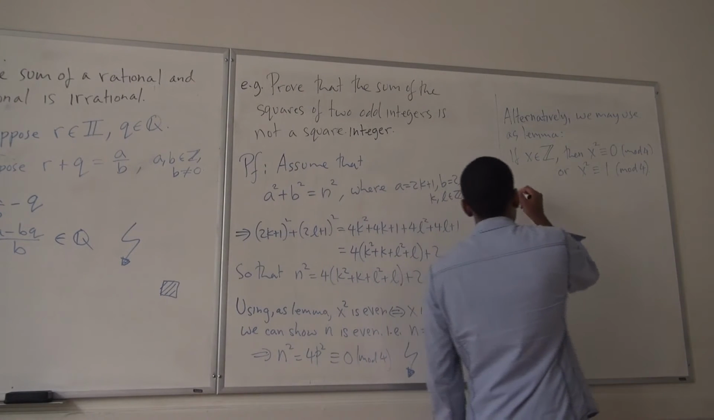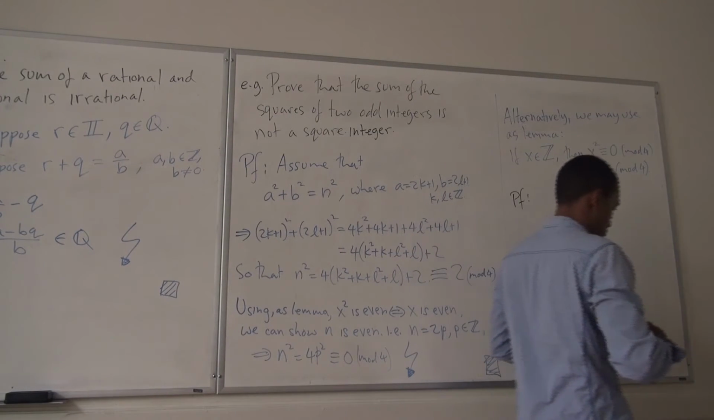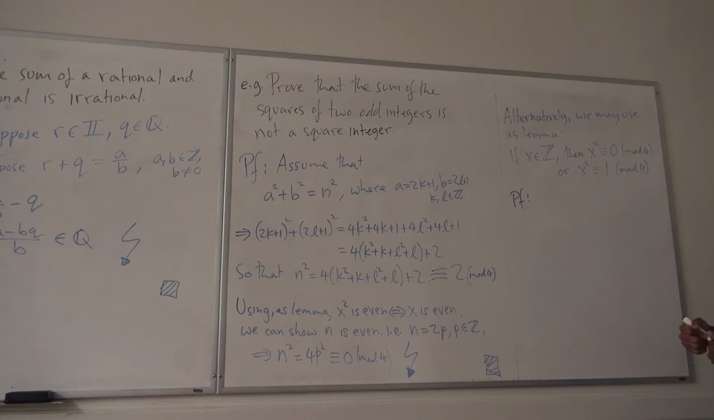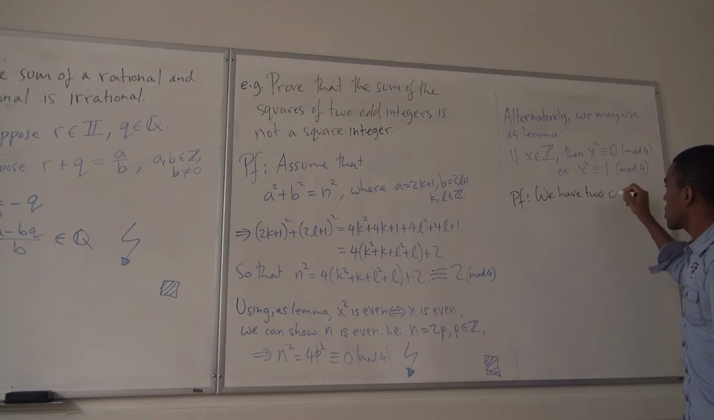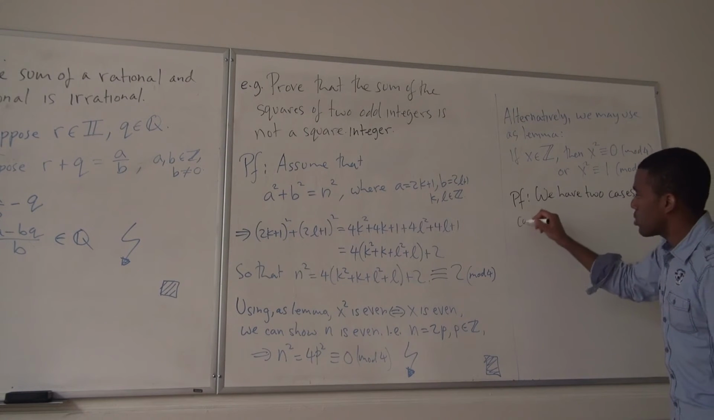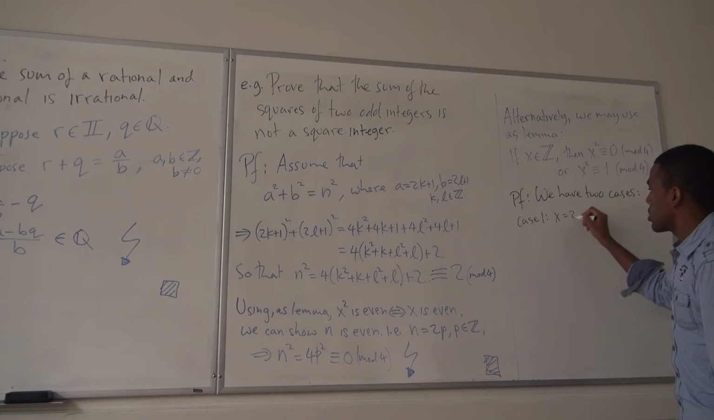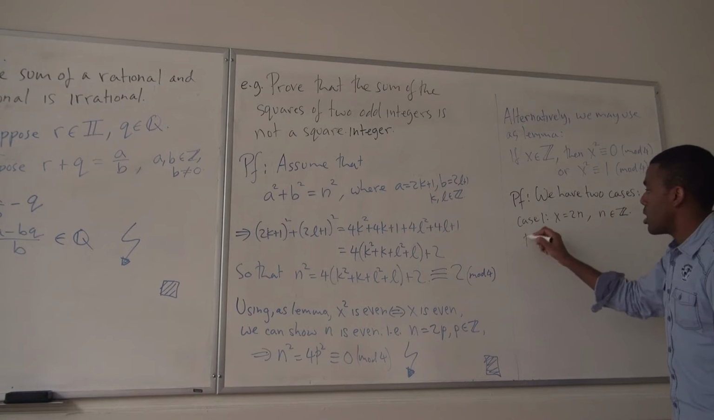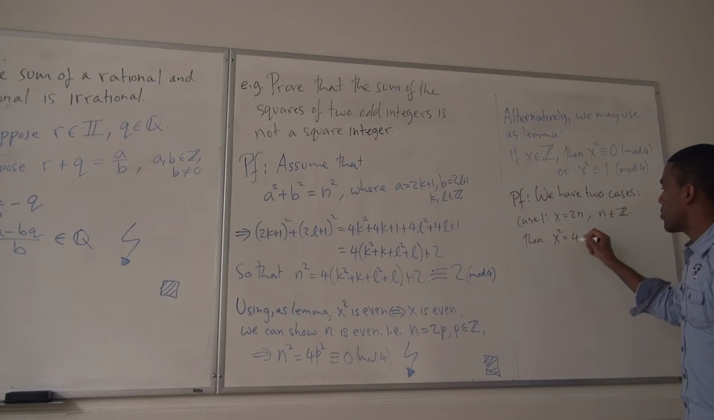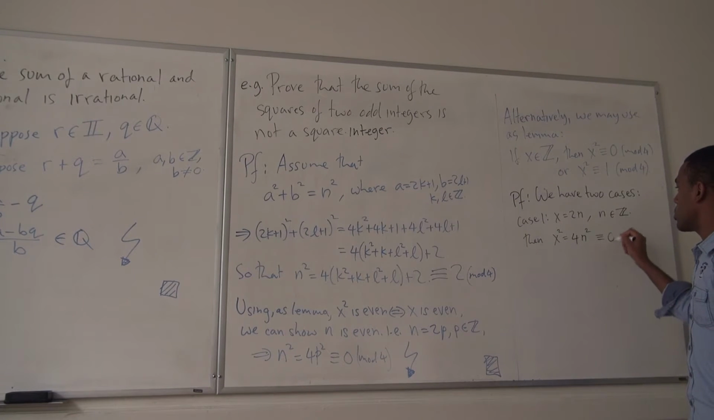By the way, how do you prove this lemma? How do you prove that the square of any integer is either 0 mod 4 or 1 mod 4? We do it by cases where x is either odd or even. We have two cases. Case 1, x equals 2n for n an integer, then x squared would be 4n squared, which is equivalent to 0 mod 4.